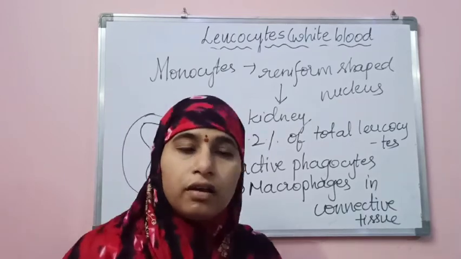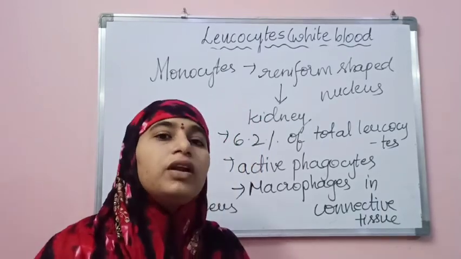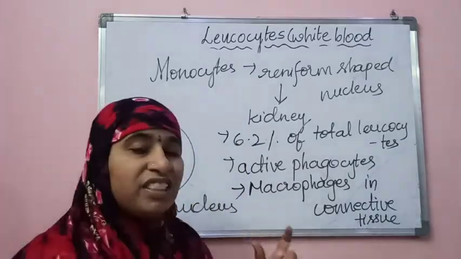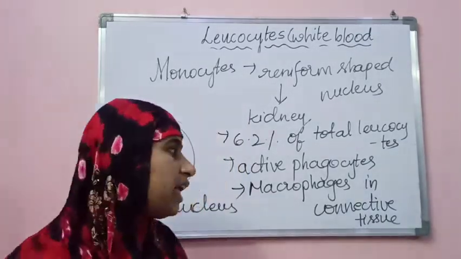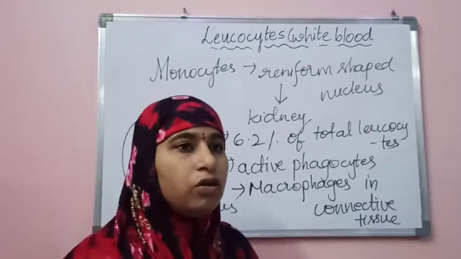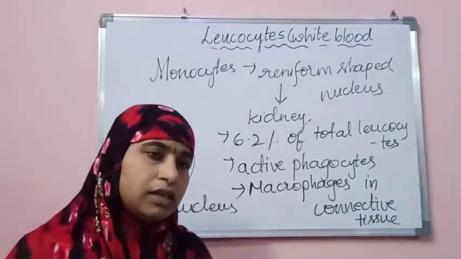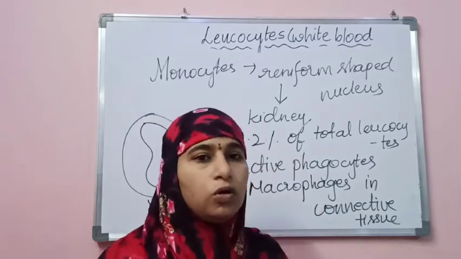These are the active phagocytes. They wander in the body and are helpful in killing harmful microorganisms. And when they enter into the connective tissue, they are changed into macrophages. So this is about the agranulocytes. One is lymphocytes, the other one is monocytes.